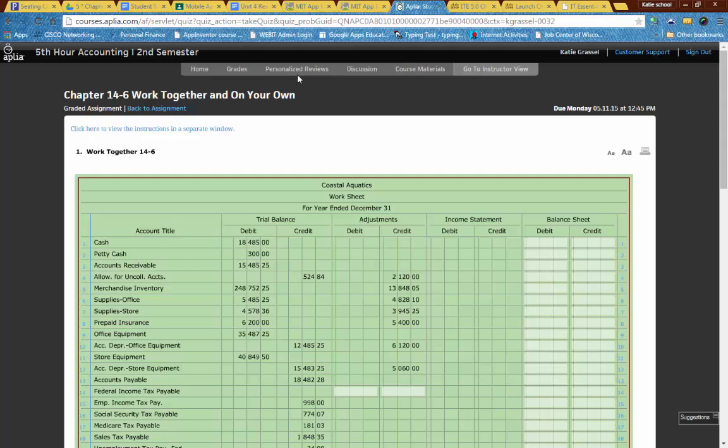All right, so 14.6 is finishing up our worksheet. My projector's not turning on.